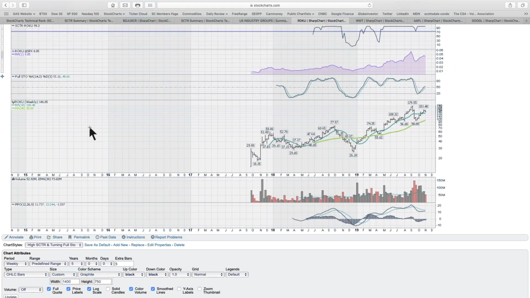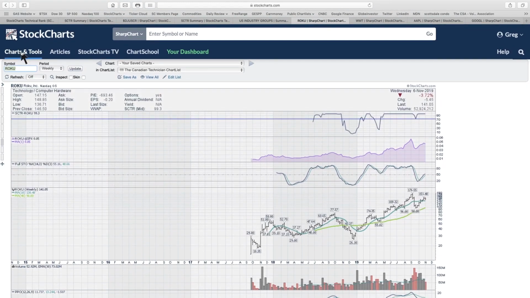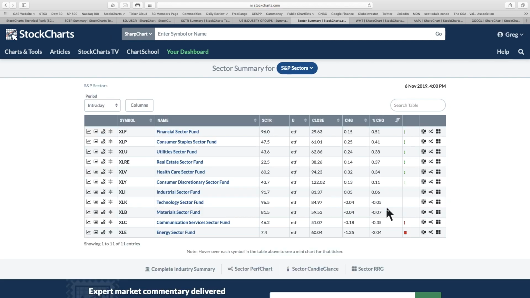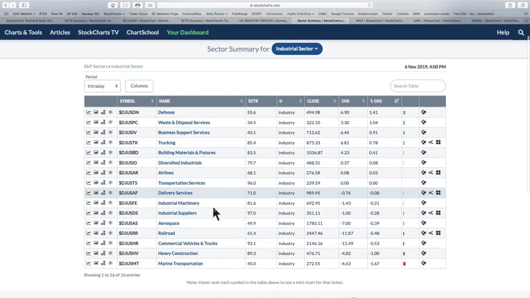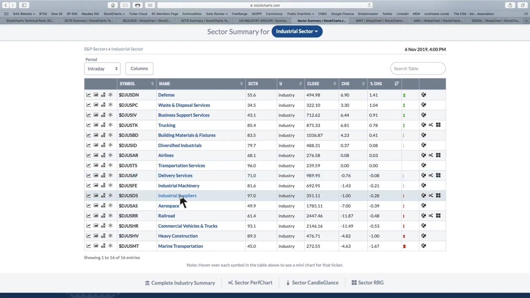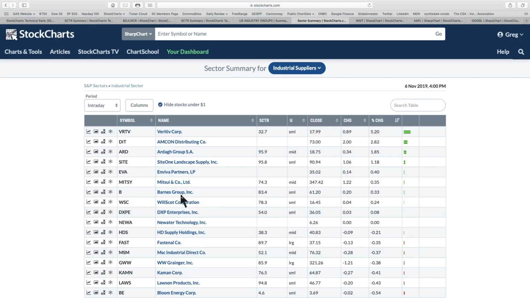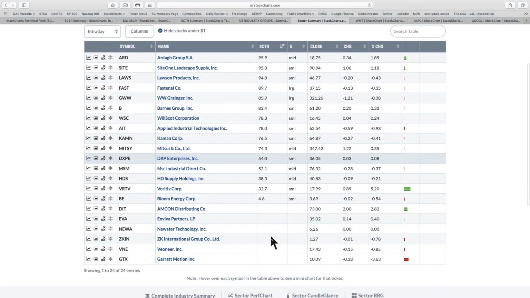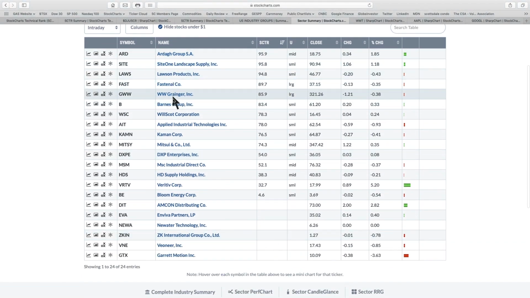I'm just going to go grab a tab here. We're going to go over to either Charts and Tools, or you can do this from the dashboard as well. Here you go into sector summaries. Let's say you want to go into industrials, and within industrials, it's industrial suppliers that you want to look at, just as an example. Now you can go in here and rank by SCTR ranking, and it brings all of the top companies right to the top of the list, and you can quickly take a look.